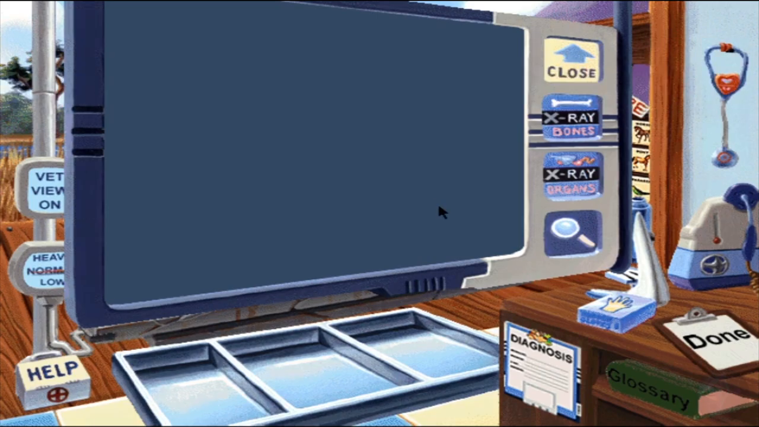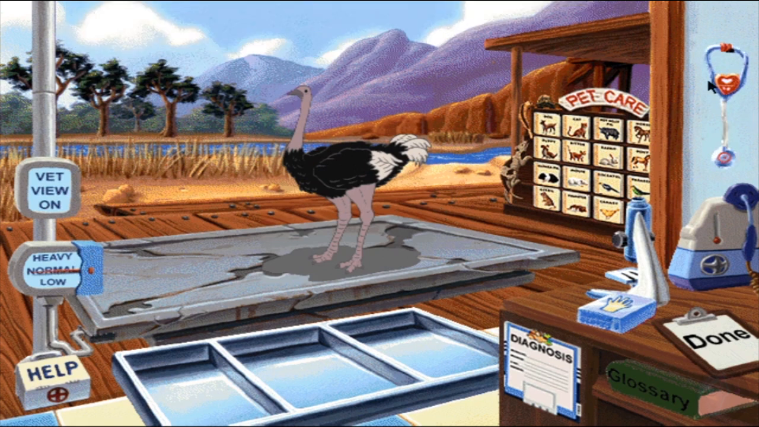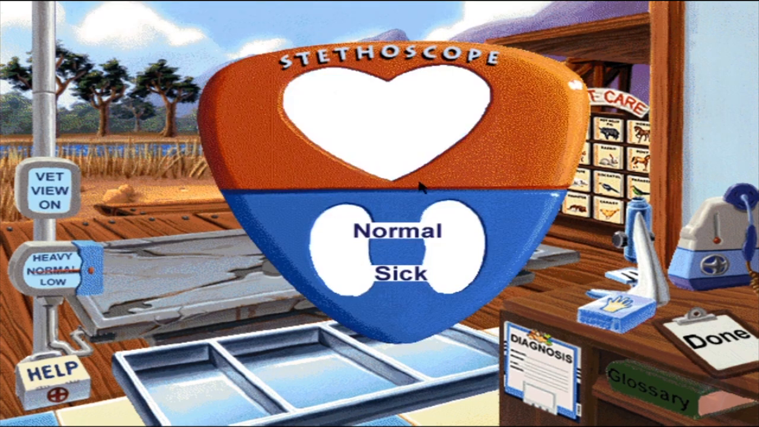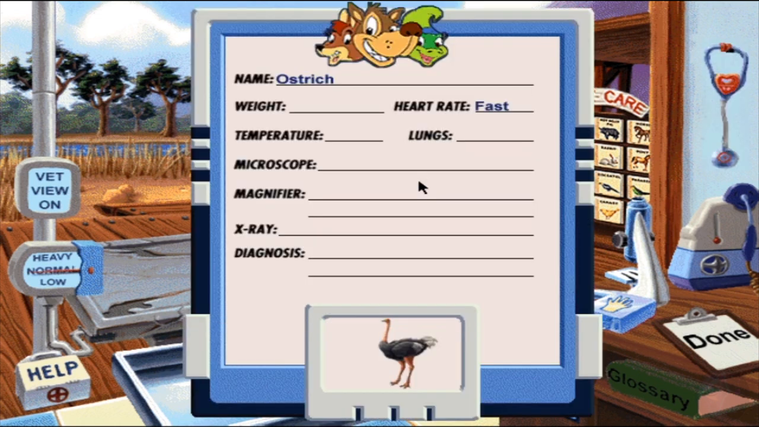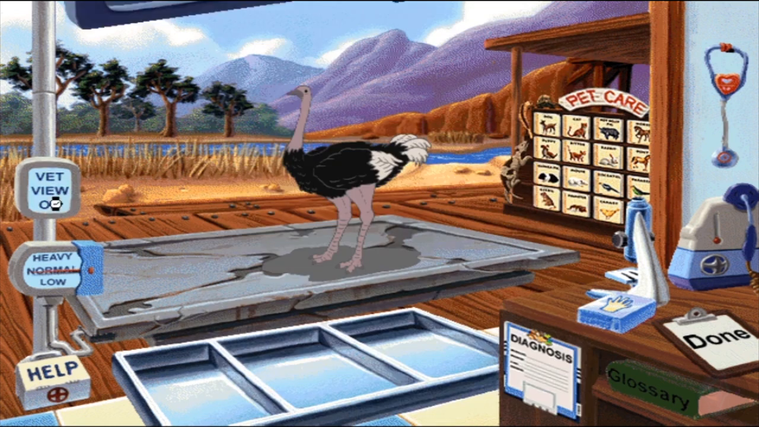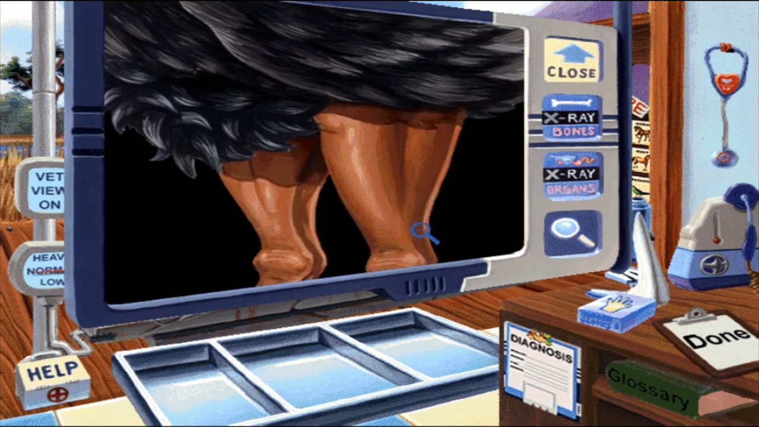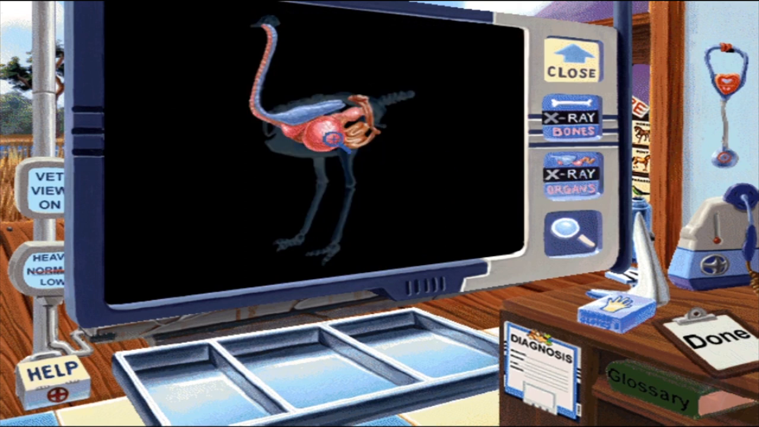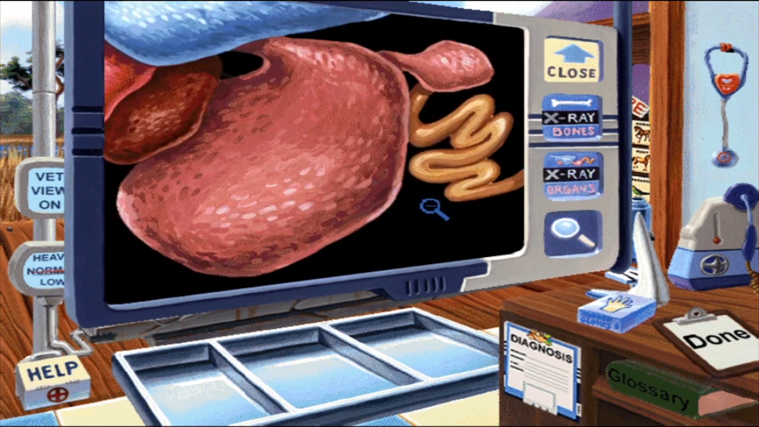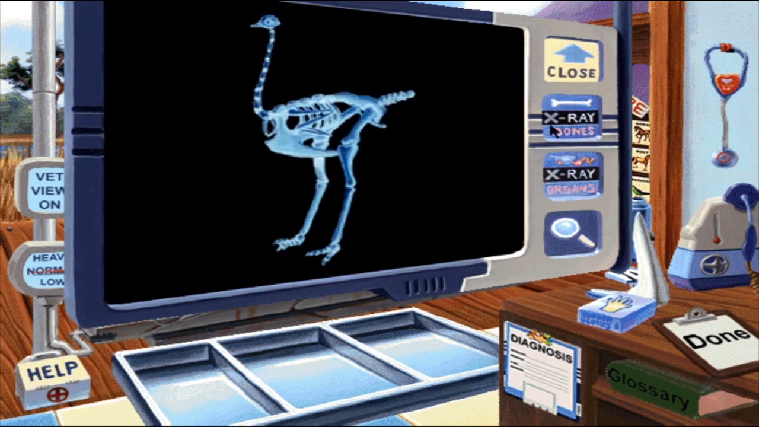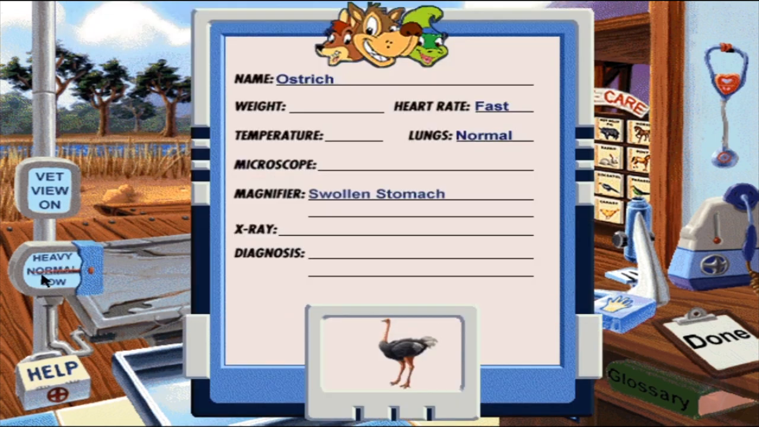Oh, you've brought an animal in for examination. The animal's heart rate is fast. This animal's lungs sound normal. Oh, the stomach is quite swollen. The ostrich's stomach is enlarged. I don't see any problems here. Swollen stomach. Enlarged stomach.